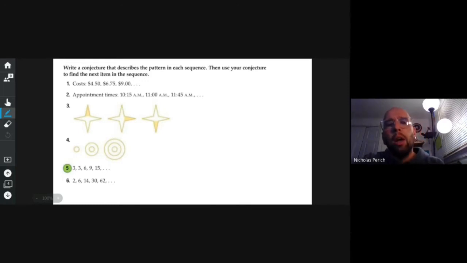I can write a conjecture, and I'm not going to write the conjecture here, but I can say the cost goes up, as Santiago said, $2.25. Very good. So use that fact. Use that fact that the cost increases by $2.25 to give me the next 3.